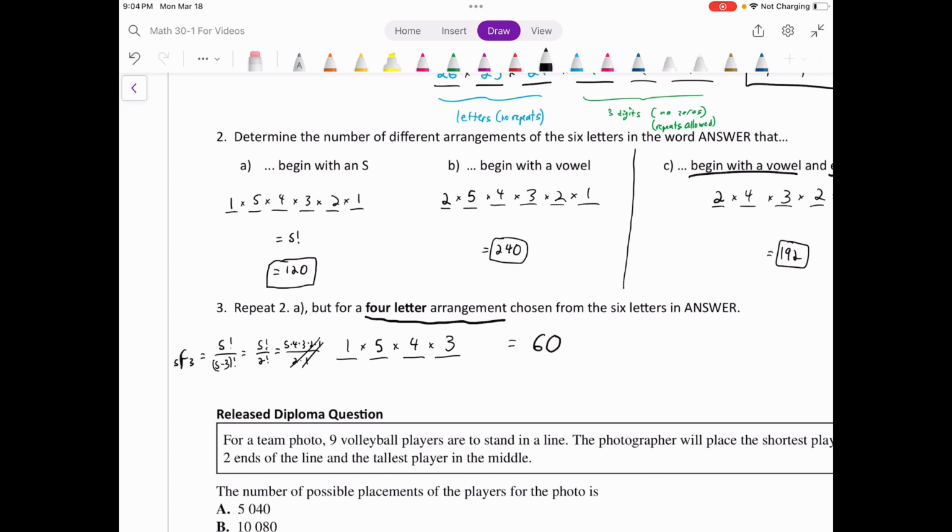Whoopsies, I used a C. That should be a P. Sorry about that. I was in next lesson already in my head. That should be a P. Okay, but there we go.